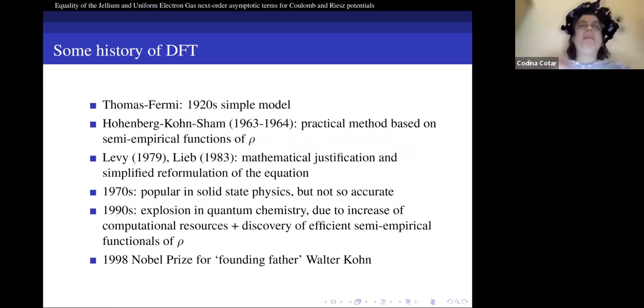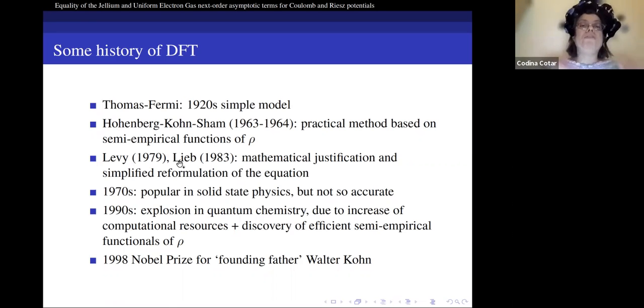Now, before I go a bit more rigorous, just a bit of history of DFT. The first simple model was introduced by Thomas and Fermi in the 1920s. Basically, they introduced a really simple system in which all particles were independent. That would lead us to the product measure, and I will come back to that in a bit. Then in the 60s, Hohenberg, Kohn, and Sham came up with a practical method based on what they call semi-empirical functions of rho. Basically, they are trying to approximate the solution by functions which depend on rho. Mathematically, such a method was justified later by Levy and Lieb.